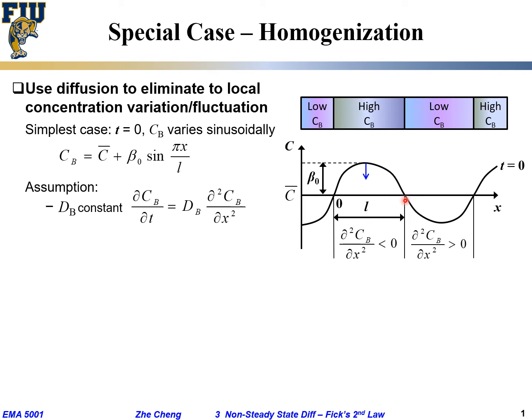On the other hand, from L to 2L, it is concave up, which means mathematically the second derivative is positive. From Fick's second law, D positive and the second-order partial derivative positive means the concentration should increase over time. And so we have this: the peak gets lower, the valley gets shallower, and of course this is our new concentration profile, right?